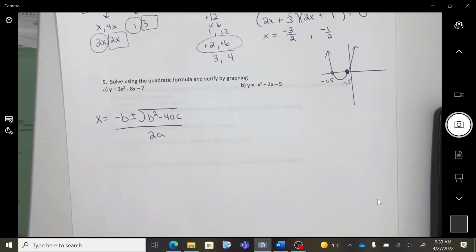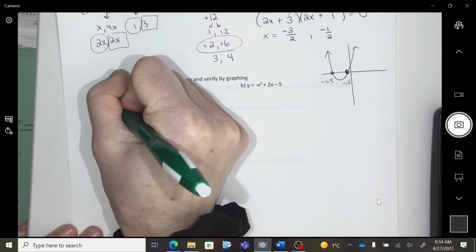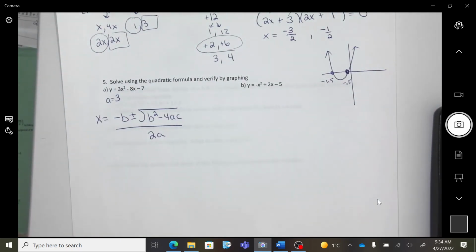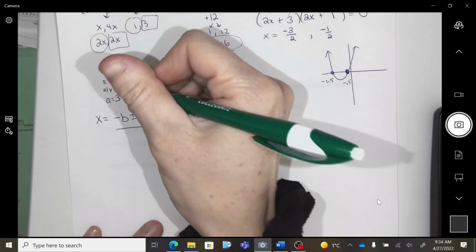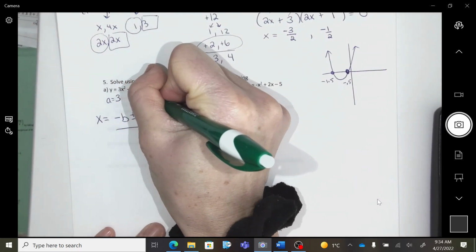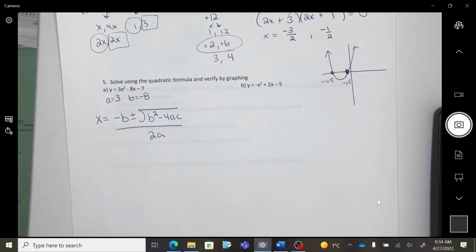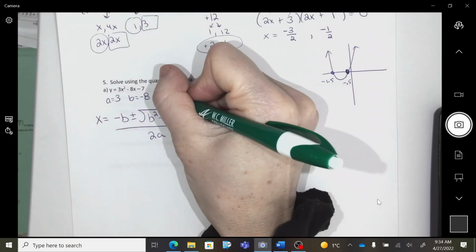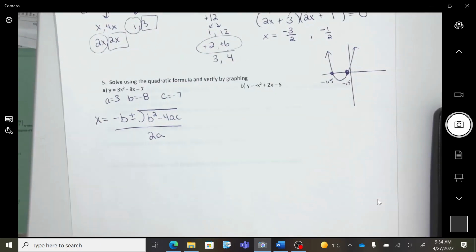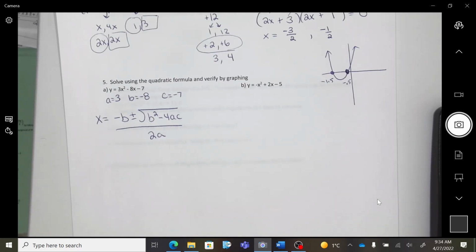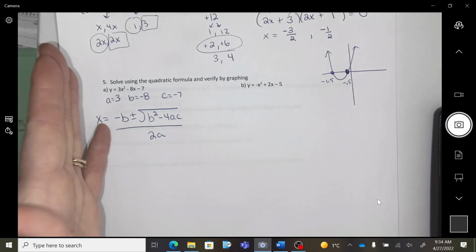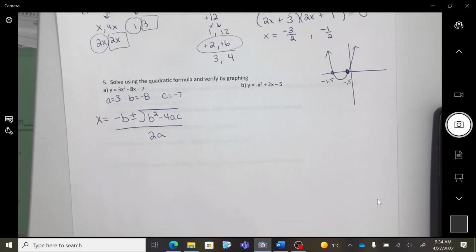Okay, when we look at it, do we know what our A is, our B is, our C is? So here, A is 3, because that's how many x squareds you have. B is -8. That's how many x's you have. And C is -7, how many numbers you have. It doesn't mean what's first, second, or third. I could mix it up, so you have to pay attention.